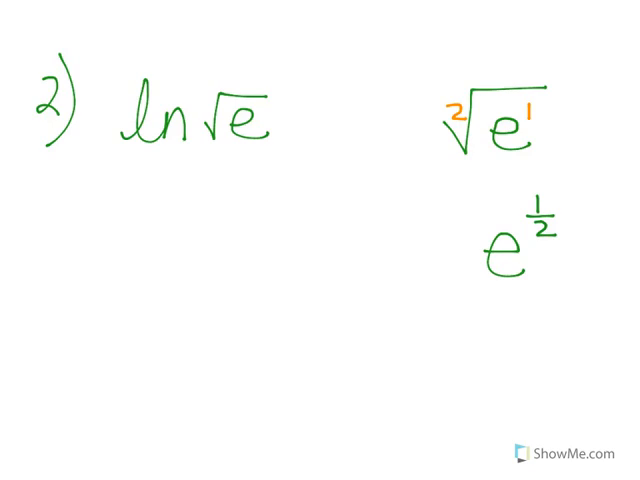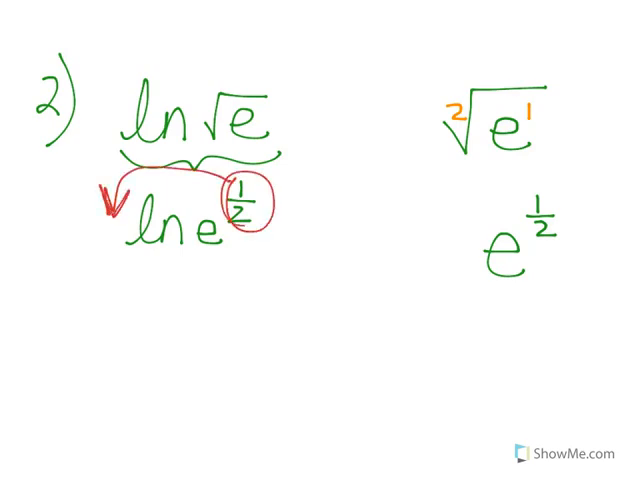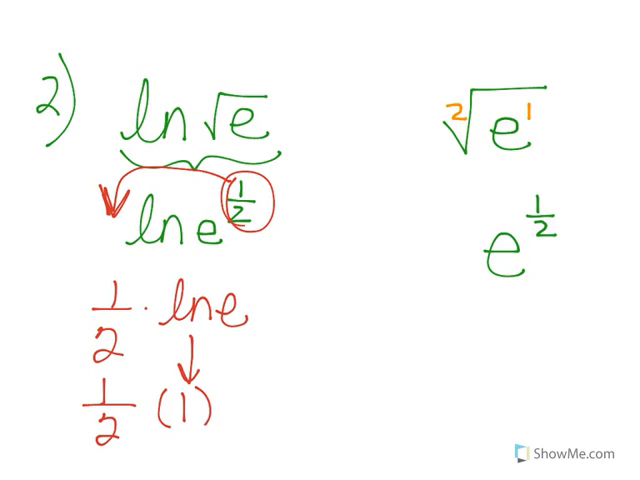So we're going to rewrite this as ln of e to the 1/2 power, right? We're going to apply the power property. We're going to swing that 1/2 down as a coefficient. And then we can recognize that ln of e is 1. So this becomes just times 1. So 1/2 times 1 is 1/2.